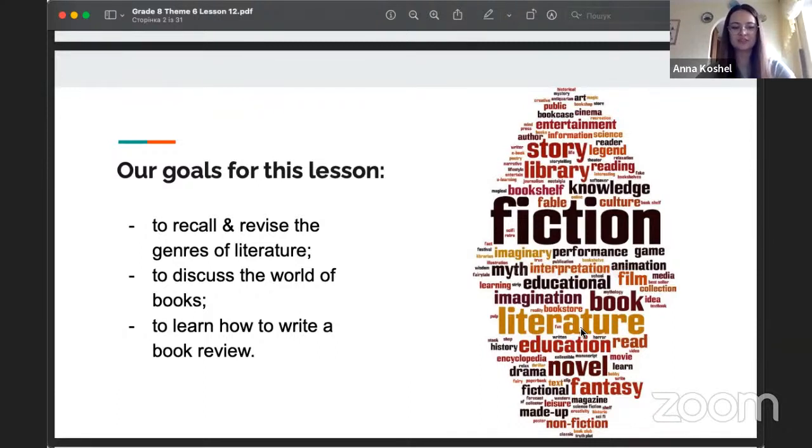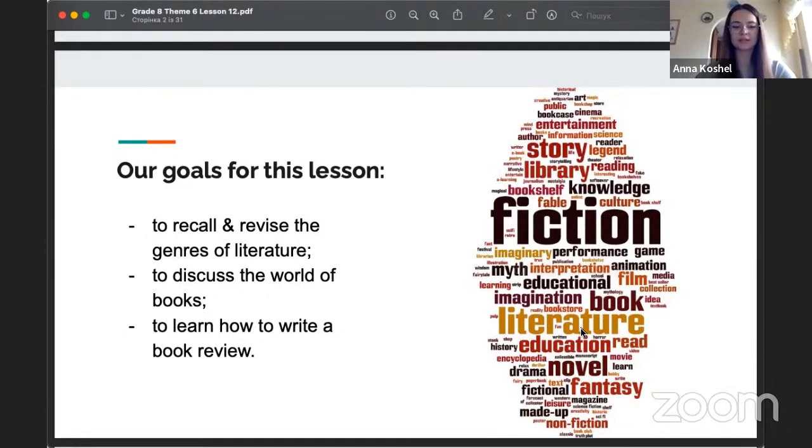First of all, we are going to focus on the revision of the genres of literature. Here on the right, by the way, you can see the key words that are associated with art, specifically literature. You can see library, reading, fiction, bookshelf, fable, imagination, myth, interpretation, animation, and many more other words. So you can scan this word cloud and recall which words are connected with literature. And now let's move on.